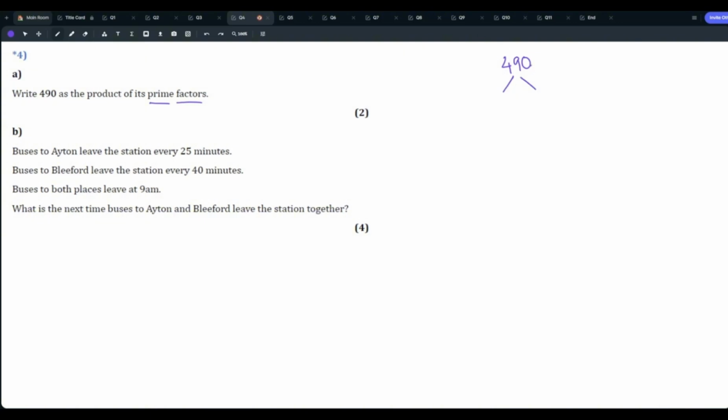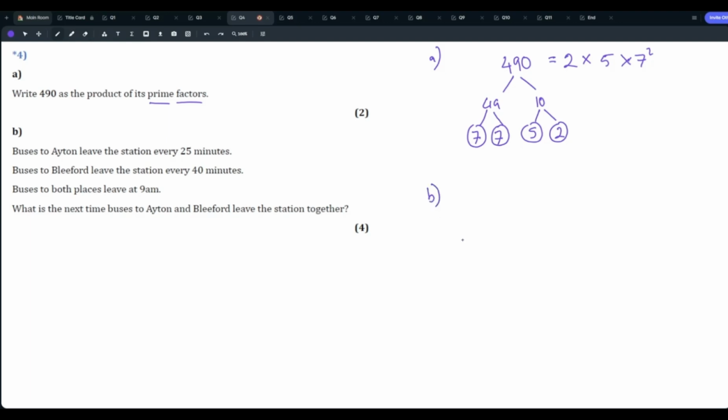So two numbers that multiply together to get 490. I could use 49 and 10. 10, I could break down to 5 and 2. Notice that these are both prime. 49, 7 and 7, both prime. So this means this will become 2 times 5 times 7 squared. That's A done.